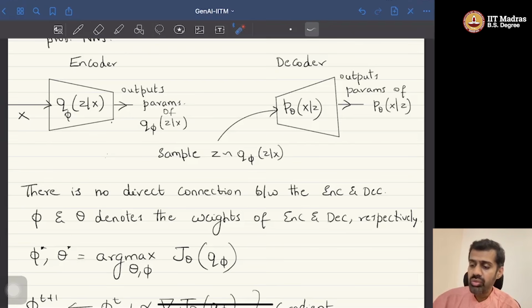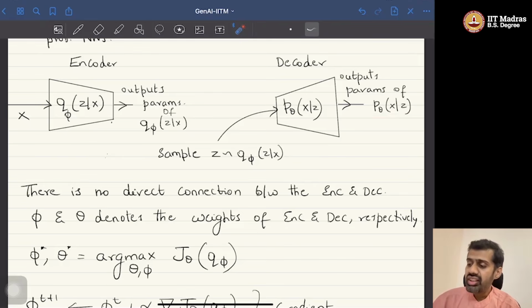So three things are happening. One, data goes as an input to the encoder, which will give you the parameters of Q phi of Z given X. And having the parameters of Q phi of Z given X, there's a sampling that is happening outside of the neural network. Once we have the sample from the latent distribution, that sample is taken and given as an input to the decoder network, and the decoder network outputs the parameters of p theta of X given Z.